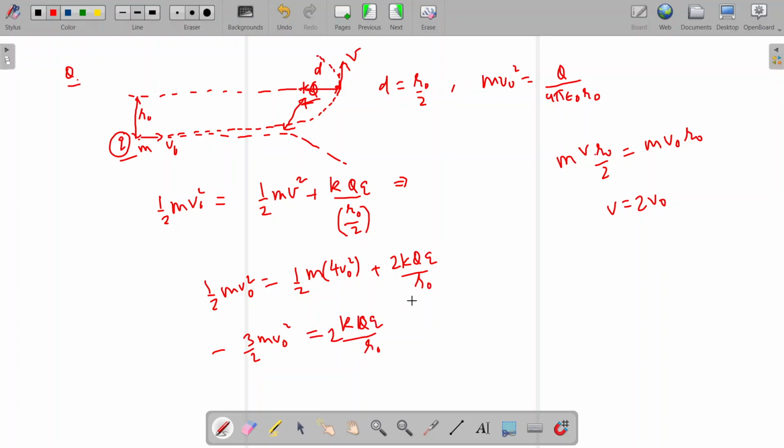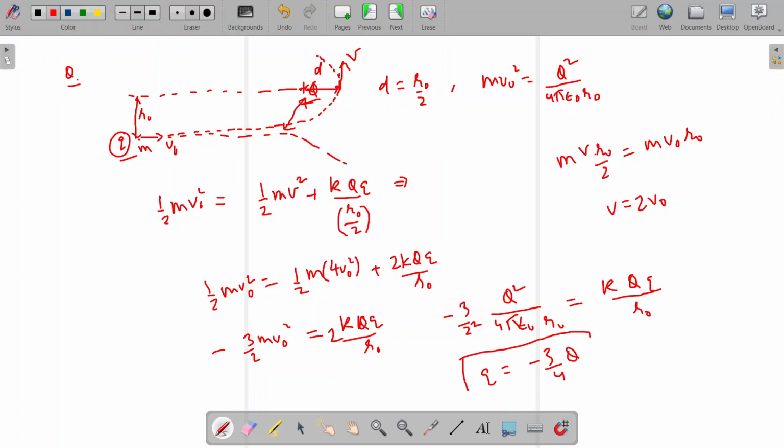Putting the value of m v naught square here, we'll get minus 3 by 2 is equal to q upon 4 pi epsilon naught r naught is equal to k Q small q divided by r naught. Clearly q is equal to minus 3 by 4 Q.